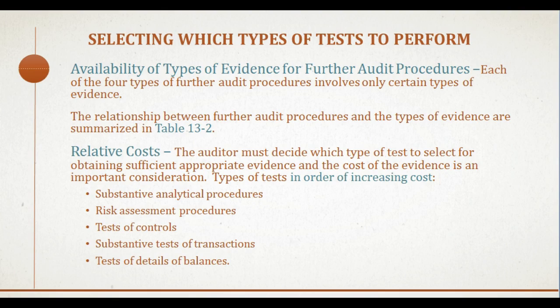The following are the types of tests in order of increasing costs. The first is substantive analytical procedure, the most expensive type of procedure or evidence to gather. Second is risk assessment procedures. Third is test of controls. Fourth is substantive test of transactions. And the fifth is the test of details of balances.